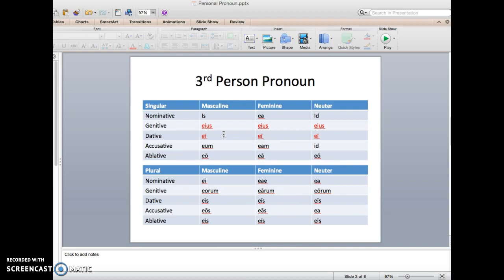And as a brief aside, when you study these, I recommend you study it as is, id, eius, ei, eum, id. You're going to be memorizing. That's the best way to recite it.